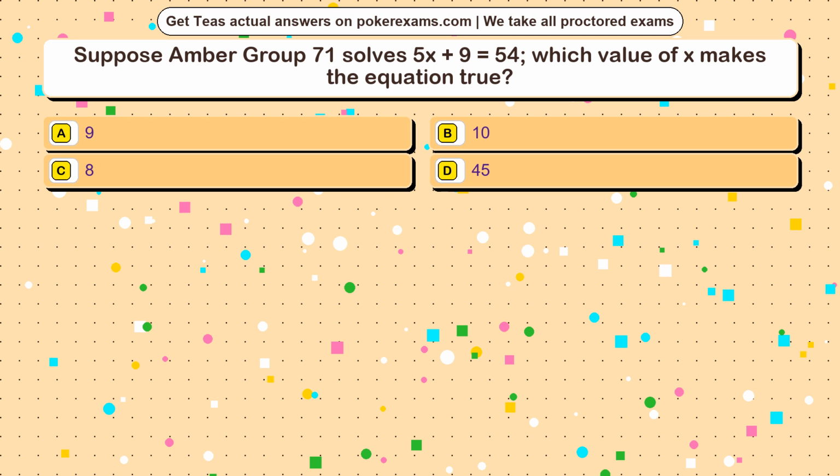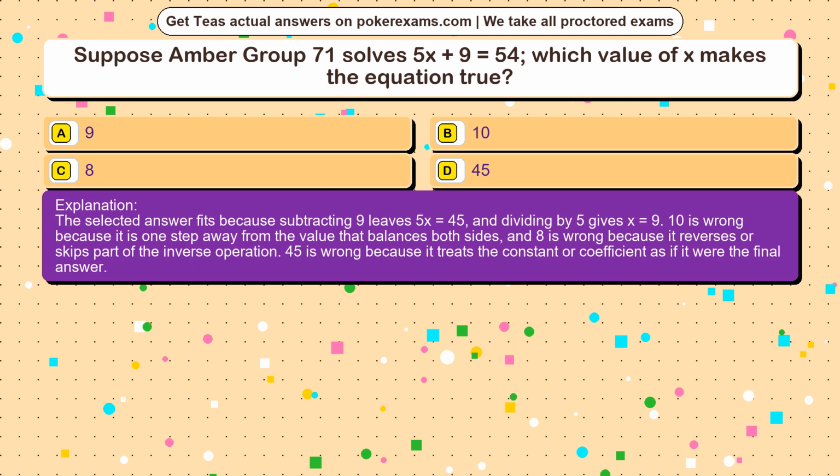The correct answer is option. The selected answer fits because subtracting 9 leaves 5x equals 45, and dividing by 5 gives x equals 9. 10 is wrong because it is one step away from the value that balances both sides, and 8 is wrong because it reverses or skips part of the inverse operation. 45 is wrong because it treats the constant or coefficient as if it were the final answer.